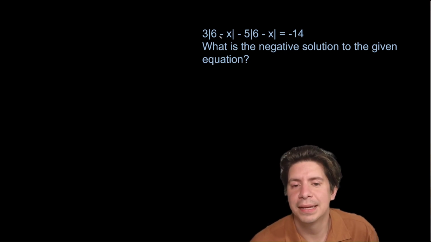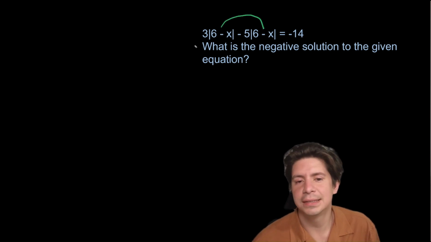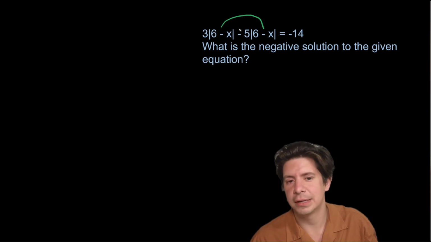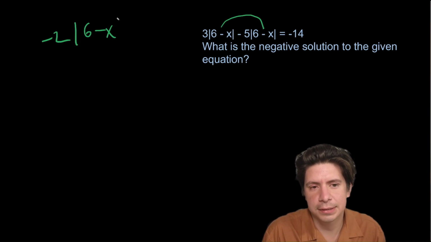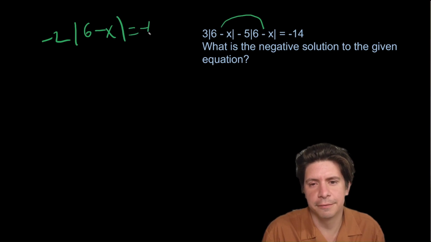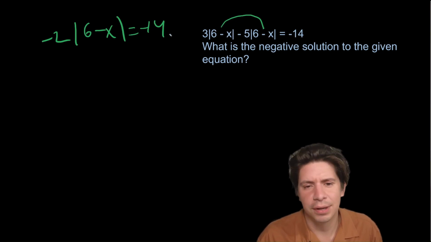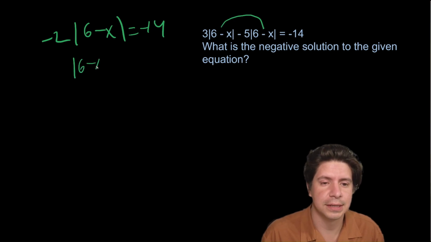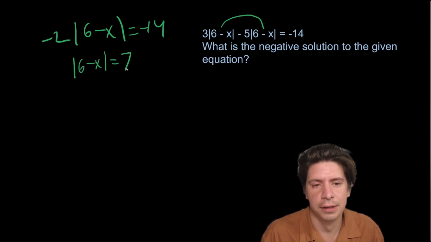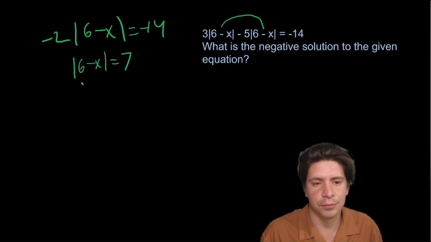So I want you to notice how this is 6 minus x and 6 minus x. So you can basically factor them out and get 3 minus 5, which is negative 2, times absolute value of 6 minus x equals negative 14. If you didn't have that, it'd be much more complicated. So that's an important thing to notice. And you could plug this into Desmos, but honestly, I think it might be easier even not to do Desmos. So you're going to get absolute value of 6 minus x equals 7, which makes sense because we couldn't get a negative here, so dividing by negative 2 worked great.